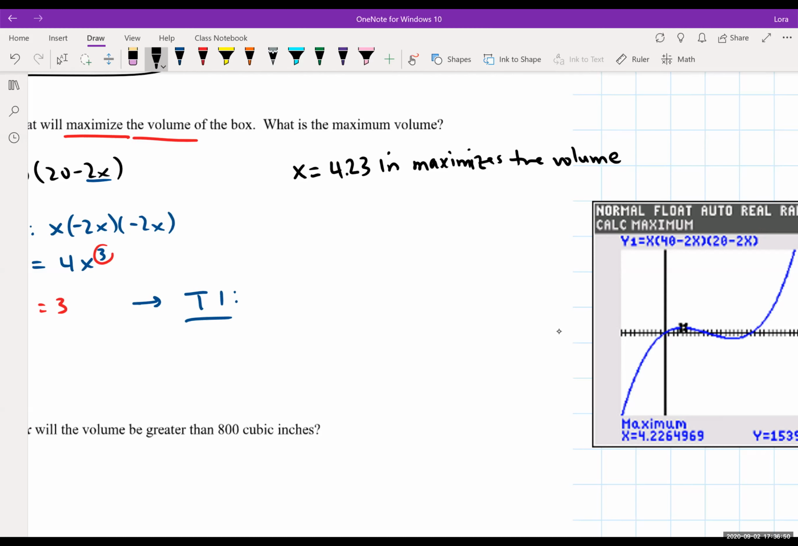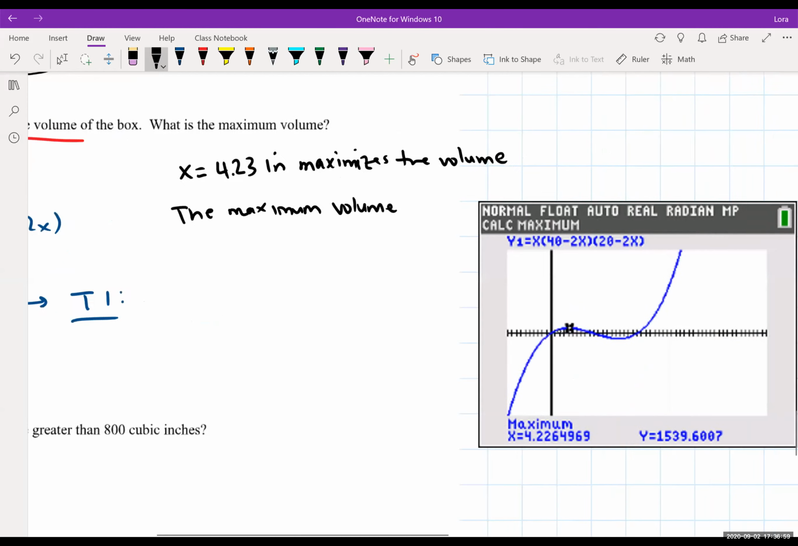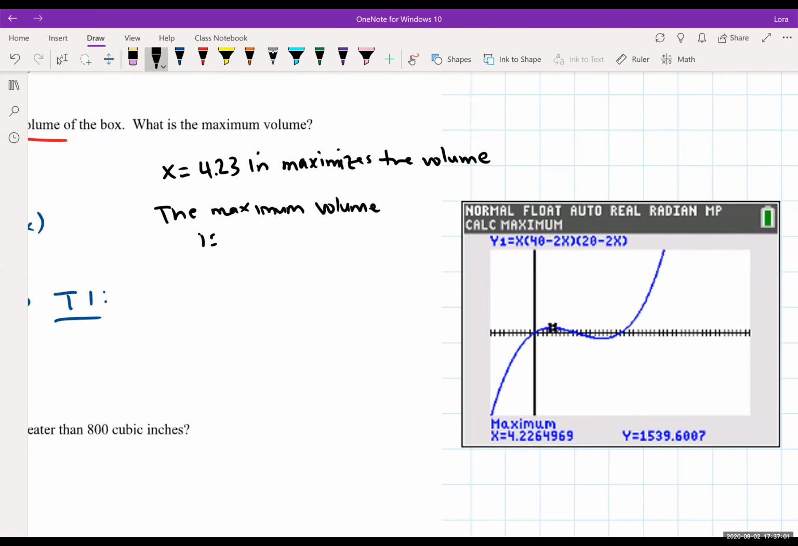And then the maximum volume happens to be the y value. So that is 1,539 point, I'll say 6. And remember, volume has cubic inches, so you can say cubic inches. And the in should look like an in, not a 15. There we go. I try.